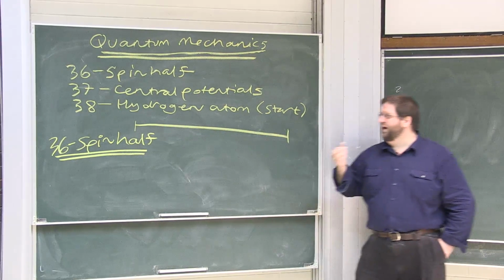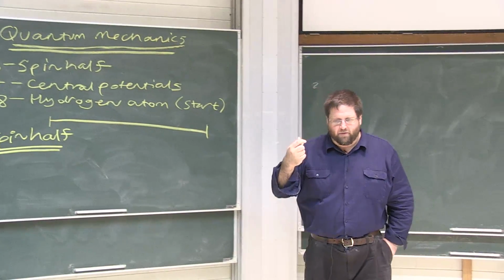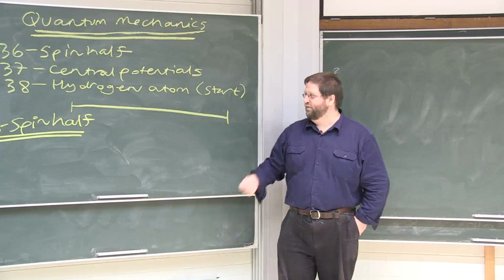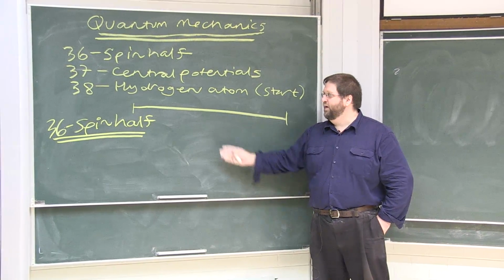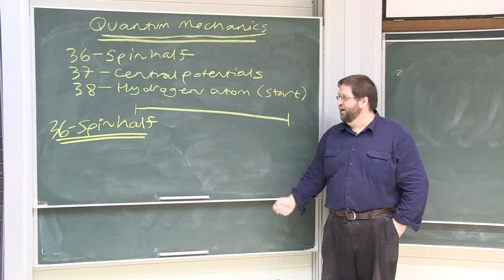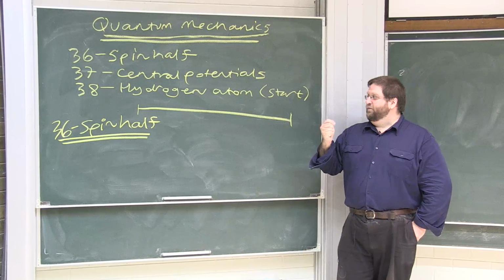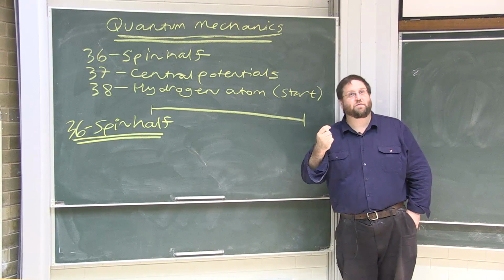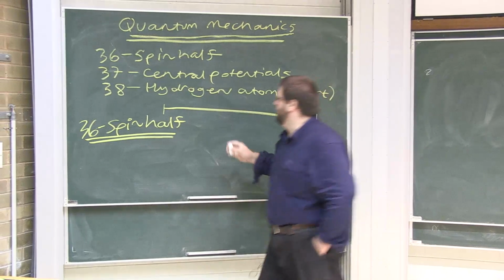Let's begin with spin-half, the final application of our general theory of angular momentum, or more precisely of Dirac's theory of general angular momentum, applied to the very important case of spin-half particles. I've said 3 times that spin-half is important. That's because it is. So many particles in physics are spin-half particles.